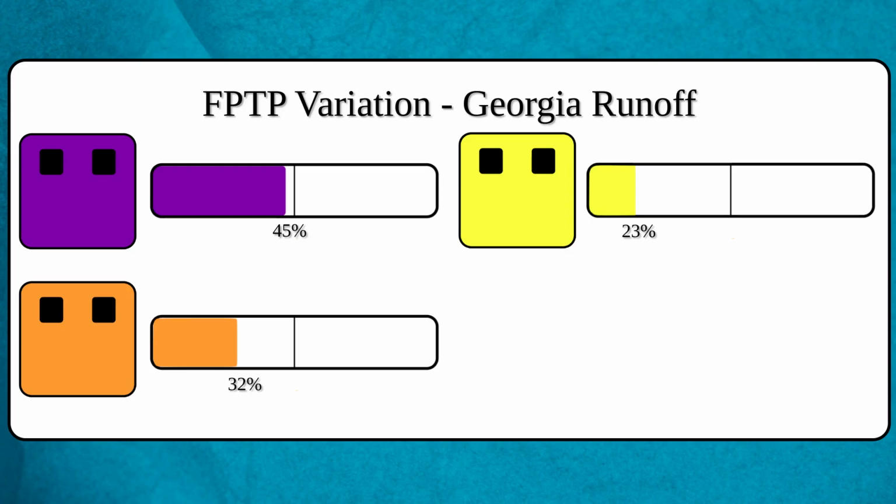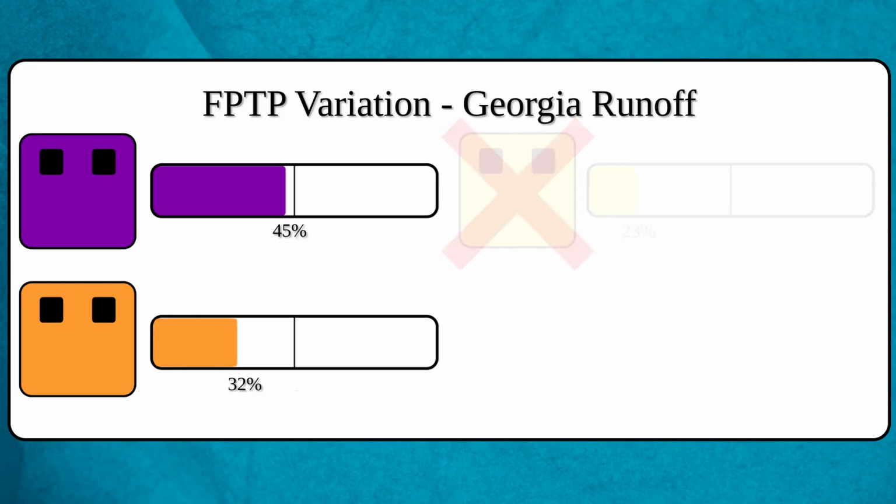Under the normal rules of FPTP, the Purple Party candidate would be the winner since they received the most votes, even though they did not get a majority of votes. However, under a two-round system, a second election would be held between only the Purple Party candidate and the Orange Party candidate since they had the top two most votes, which ensures that only the candidate who receives a majority of the vote wins.